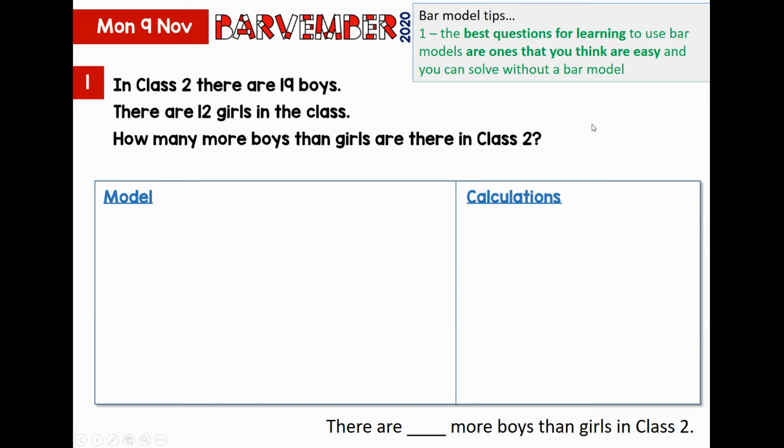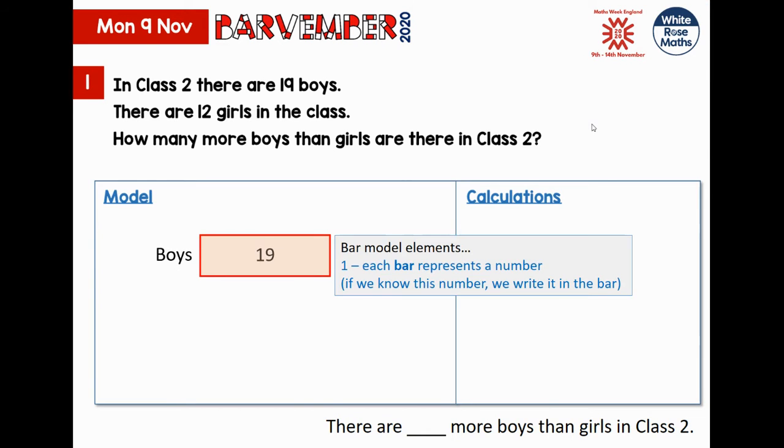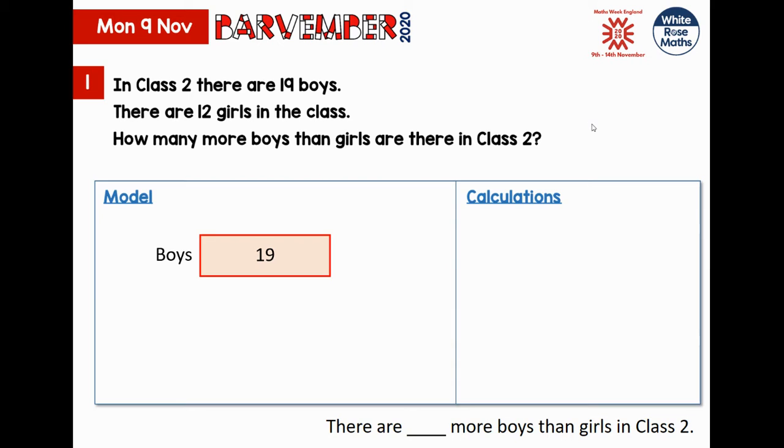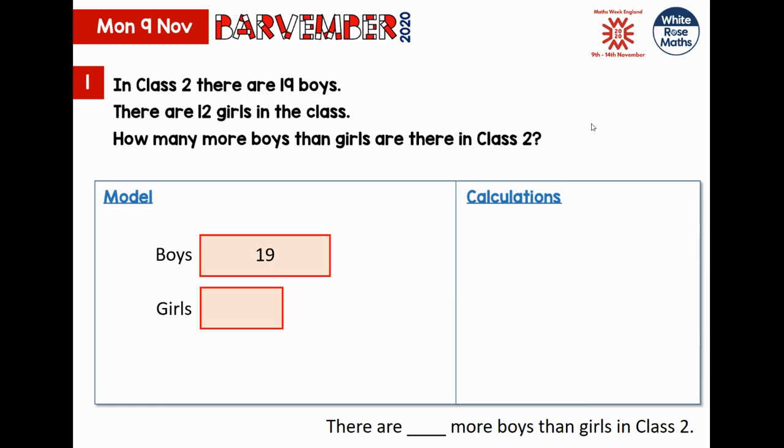So we're just going to go through a reminder of our bar model elements. We use a bar to represent a number, and if we know the value of that number, we write it in the bar. Let's try and label our models carefully. We're going to have 2 bars here, one for boys, one for girls. We know there are 19 boys and there are 12 girls. And we've made sure that the girls bar is smaller than the boys because 12 is smaller than 19.